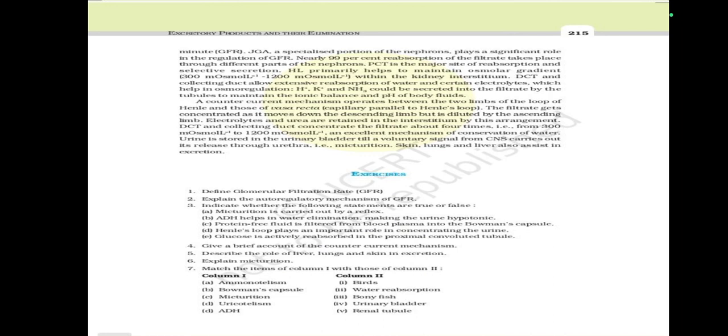PCT is the major site of reabsorption and selective secretion. The Henle's loop primarily helps to maintain the osmolar gradient from 300 milliosmol per liter to 1200 milliosmol per liter in the kidney interstitium. DCT and collecting duct allow extensive reabsorption of water and certain electrolytes, which help in osmoregulation. H positive, K positive, and NH3 could be secreted into the filtrate by the tubules to maintain the ionic balance and pH of body fluids.